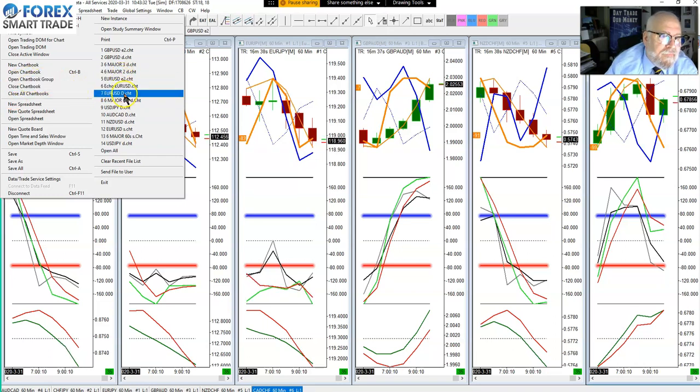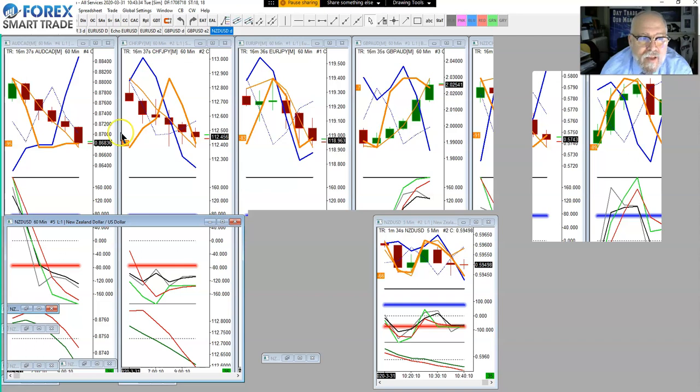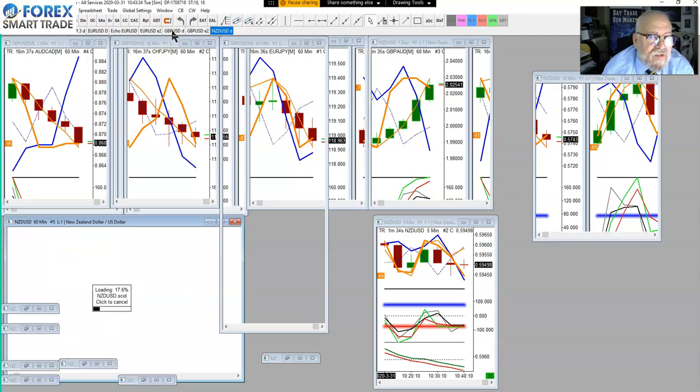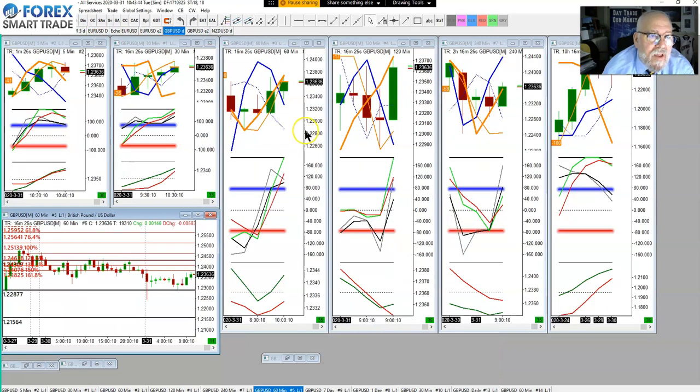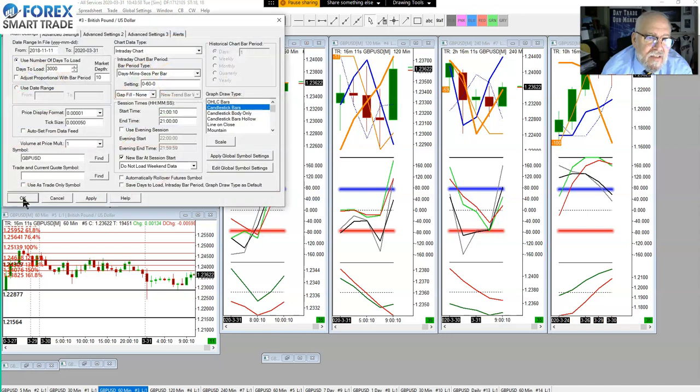I know I've never traded the CAD Swiss franc, so let's take this chart because this chart's all set up. I'm going to take an existing chart and convert it into a CAD Swiss franc. So I right click, I go to chart settings.